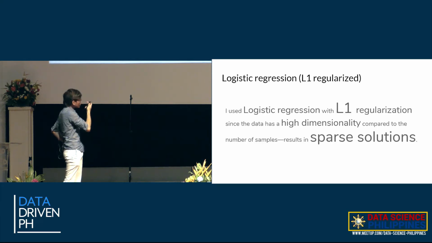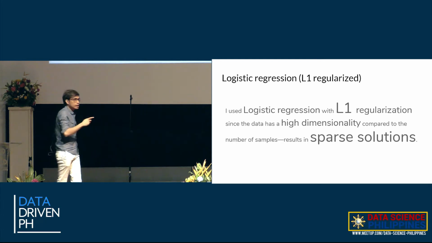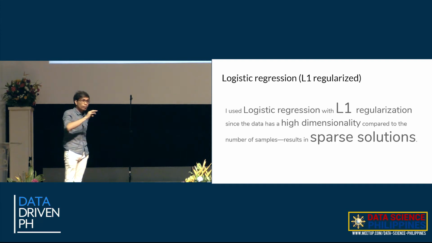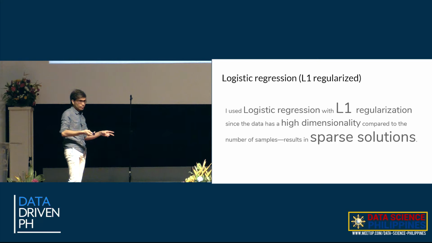So first, logistic regression. I think it's relatively basic, in the sense that logistic regression is a fundamental machine learning algorithm that everyone starting with machine learning should know. I used logistic regression with L1 regularization in particular because the data set is relatively small compared to the absolute number of features. So it's very high dimensional, and by using L1 regularization, you encourage the model to find the optimal solution with a sparse solution set.